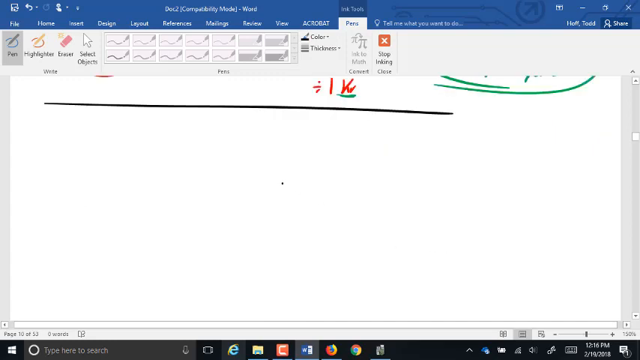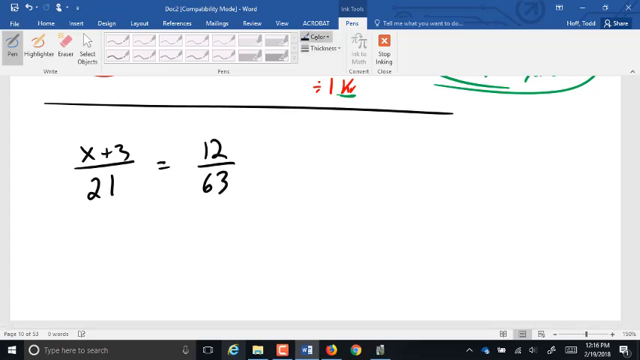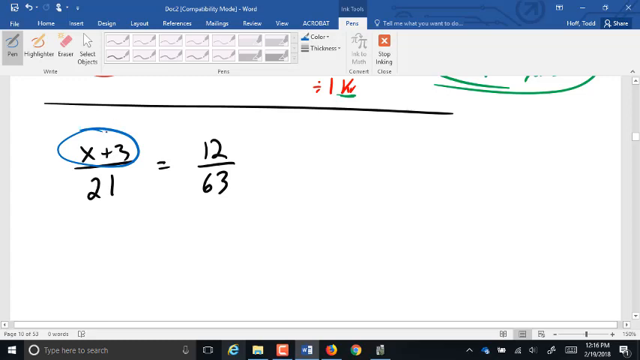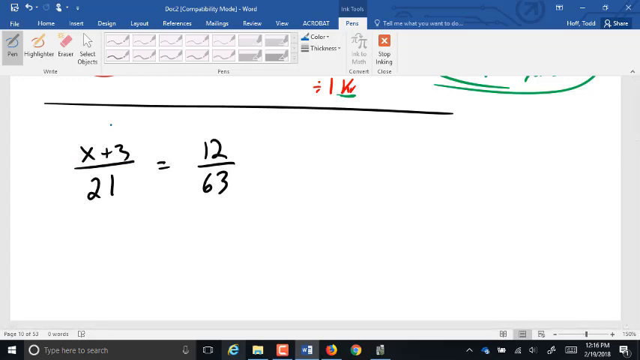So there we can cross multiply and divide, but it doesn't always stay that simple. Often we have things like this: x plus 3 over 21 equals 12 over 63. Here, we can't just cross multiply and divide because our missing number isn't by itself. It isn't just x here, it's x plus 3. There are a couple of ways we could go about this, but the simplest is probably to just cross multiply.